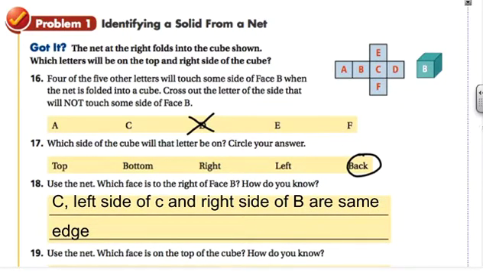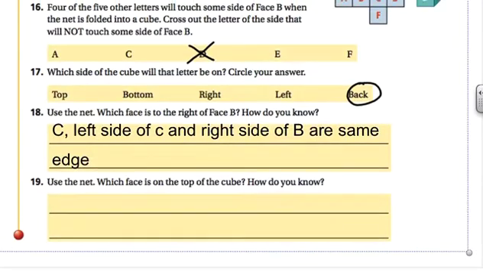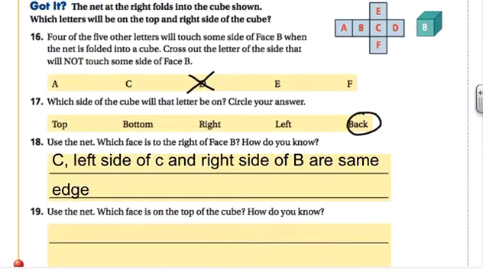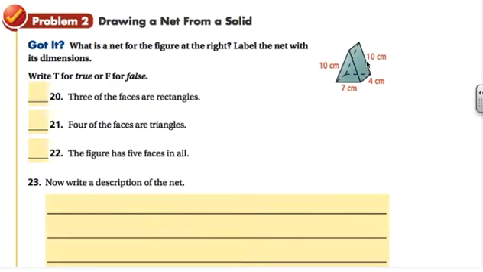Okay? And then moving down to question 19, using that net, which face is on the top of the cube and how do we know? Well, the top of the cube is going to be side E, and that is because it folds down. If you just imagine that, it folds down to become the top. Sometimes the reasoning on these is kind of difficult to figure out, what they're looking for.